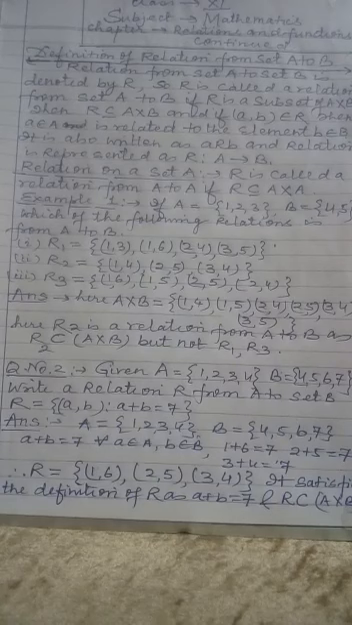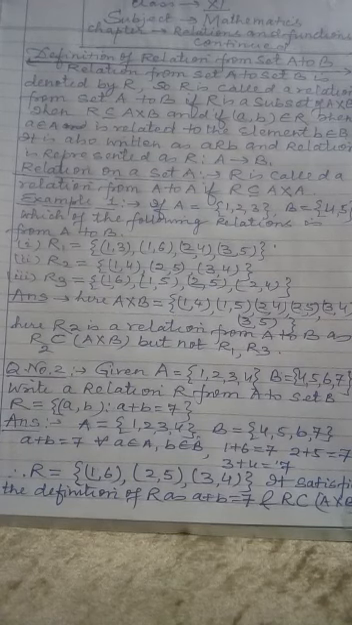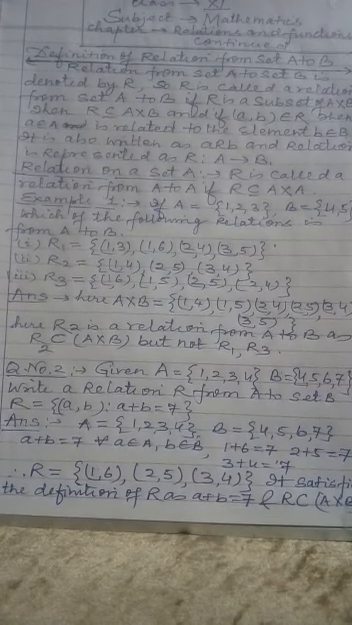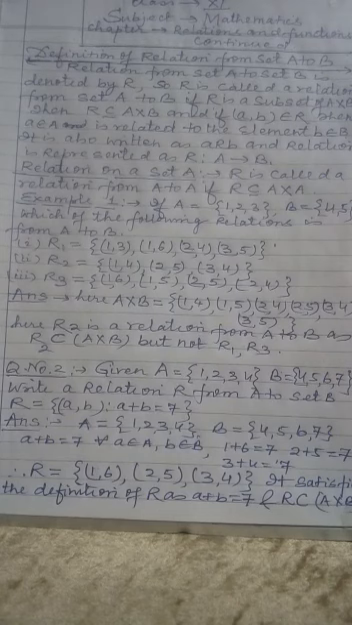So this way you can do questions on how to find the value of a relation from one set to another set. As you see, R satisfies both things: the definition that R is a plus b equal to 7, and R must be a proper subset of A cross B. So make a note of all this work and show it to me.